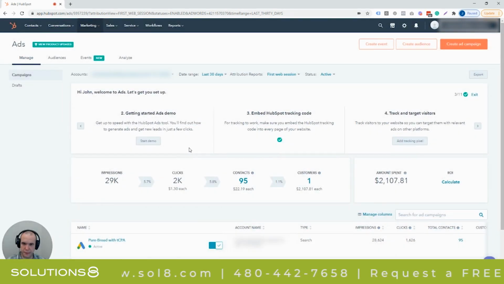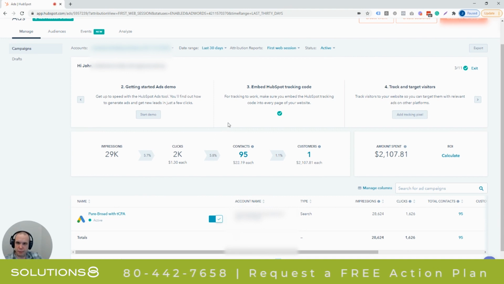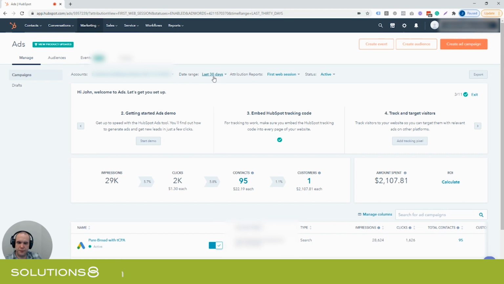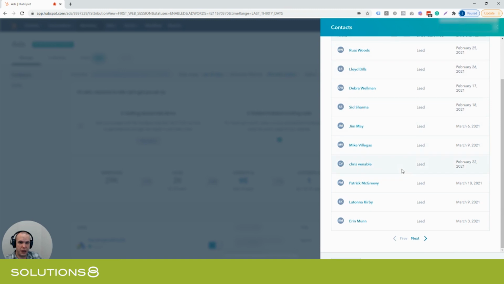So this is a company here that we're marketing for. They sell big metal buildings, $50,000 to $200,000 metal buildings on their property. So lead quality is of great importance. And what I can see here is that in the last 30 days, we've spent $2,100 and we have 95 leads for $22 each in our search campaign. And I can click on the 95 contacts and see how they look.